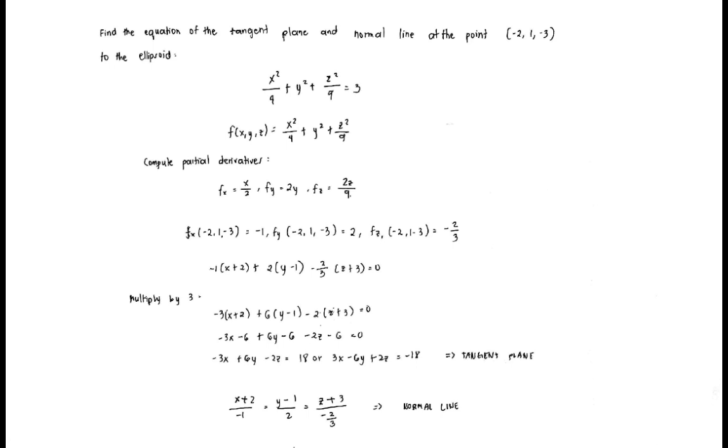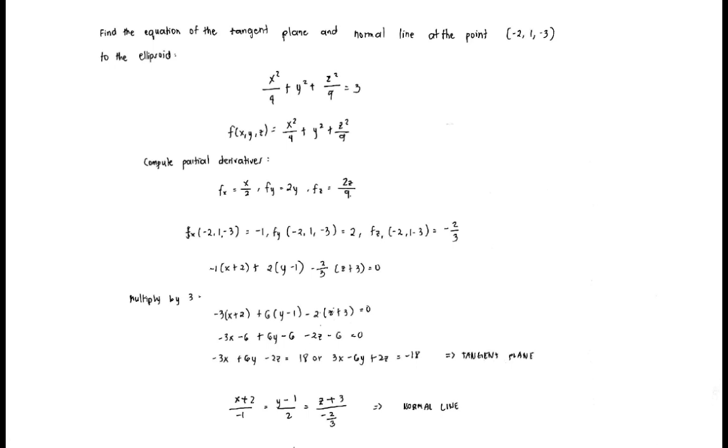Now let's have our first example. Example 1: find the equation of the tangent plane and normal line at the point (−2, 1, −3) to the ellipsoid x²/4 + y² + z²/9 = 3. For our solution, the ellipsoid is the level surface with k = 3, which is our constant. So we have f(x, y, z) = x²/4 + y² + z²/9. We compute the partial derivatives.